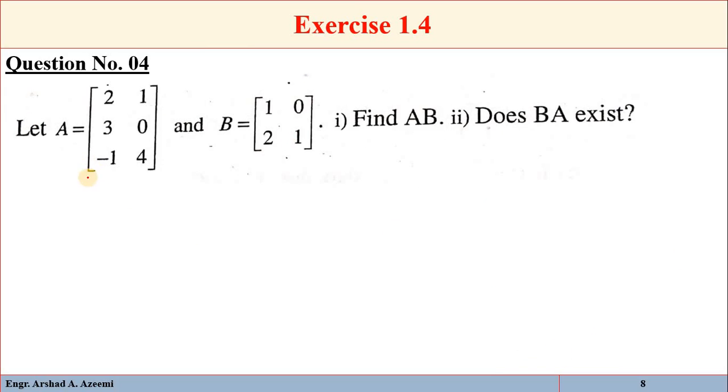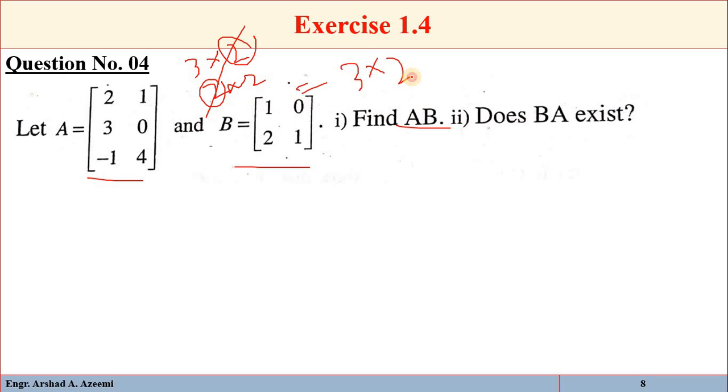Question number 4. Let A is equal to this one, B is equal to this one. Find AB. So first see what is the order of A. So it is 3 by 2. What is the order of B? It is 2 by 2. That means the number of columns of A is equal to the number of rows of B. So the multiplication is possible and the resultant will be 3 by 2. Okay. So let's find AB.